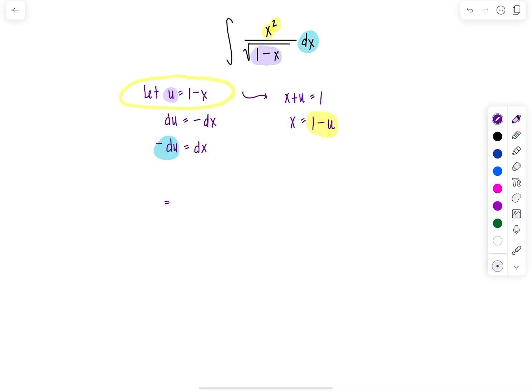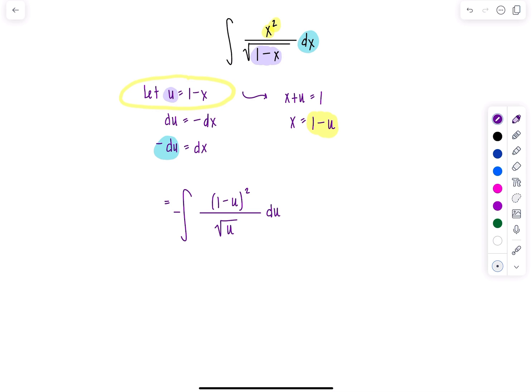Now we have, in the numerator, instead of x squared, I'm going to write 1 minus u, quantity squared. In the denominator, instead of rad 1 minus x, I have rad u. And then instead of dx, I'm going to write negative du. But that negative, it should go out here, right? Why? You don't want this negative floating around in the middle of your integral. Constants on the outside. Fab.